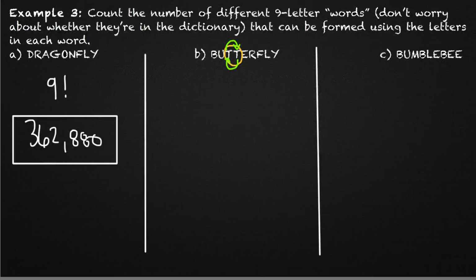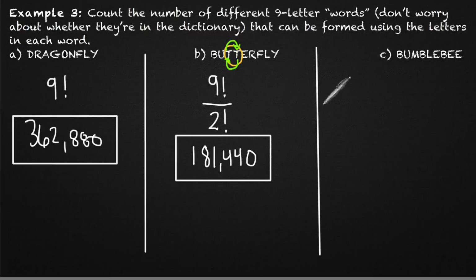So once again, what we want to do here is we want to say, okay, there are 9 factorial different types of words you could make, arrangements of butterfly, but we want to divide that by 2 factorial. And once again, there are 2 T's, so you want to divide by 2 factorial. If there were 4 T's, you would divide by 4 factorial. So essentially, we want to take our answer to part A and divide it by 2, and that ends up giving us 181,440. And so there is the answer for part B.